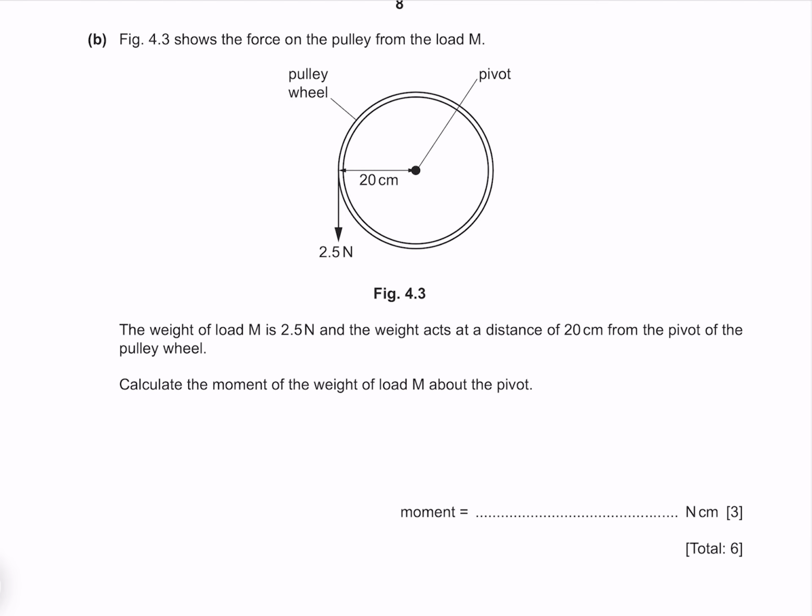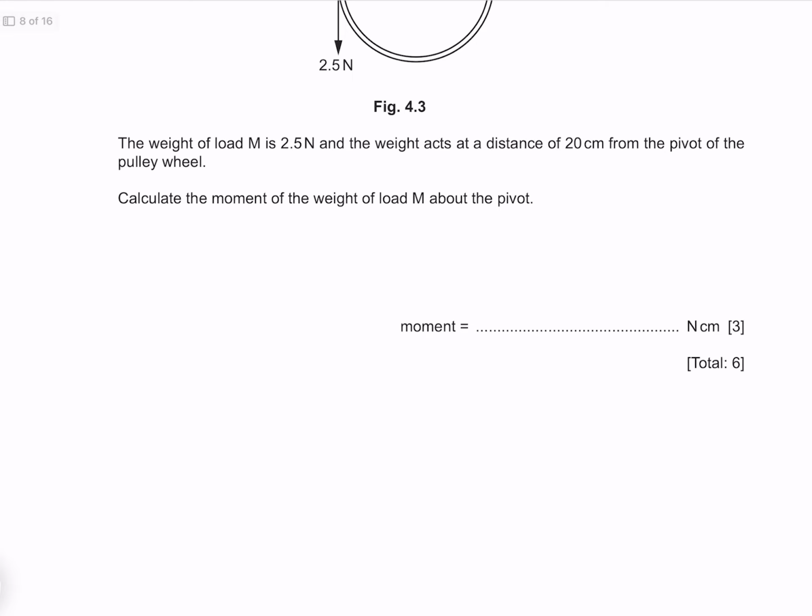Figure 4.3 shows the force on the pulley from the load M. The weight of load M is 2.5 newtons, and the weight acts at a distance of 20 centimeters from the pivot of the pulley wheel. Calculate the moment of the weight of load M about the pivot. Our moment is just the force times the distance, where our force is 2.5 and our distance is 20 centimeters, which gives us 50 newton centimeters.